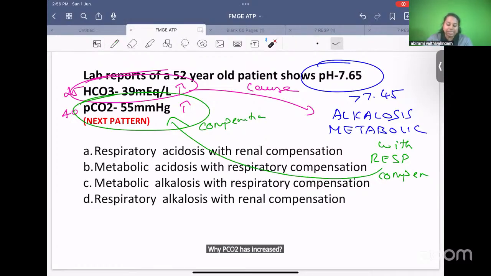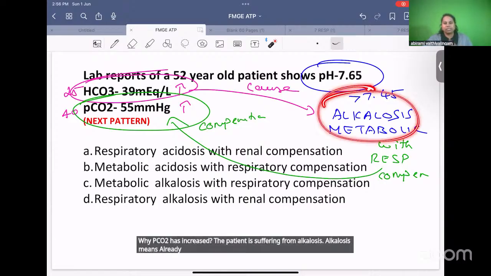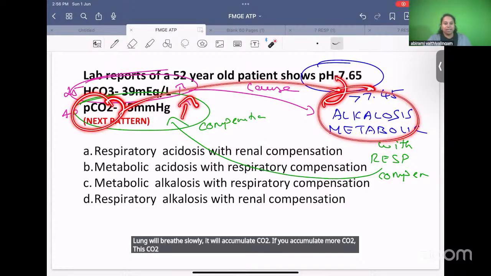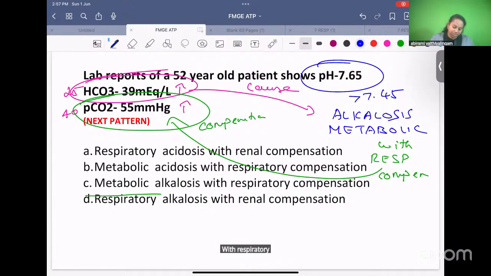The patient is suffering from alkalosis. Alkalosis means already his body has a lot of alkali. In order to neutralize this alkali, what will the lung do? Lung will breathe slowly. It will accumulate CO2. If you accumulate more CO2, this CO2 can neutralize the alkali. So the answer is metabolic alkalosis with respiratory compensation. Yes, just C. It is not D, it is C. So this is metabolic alkalosis with respiratory compensation.